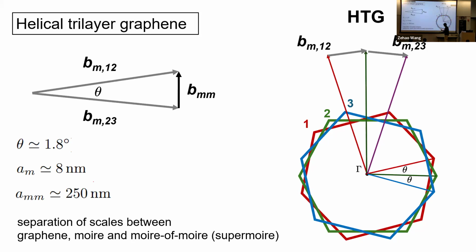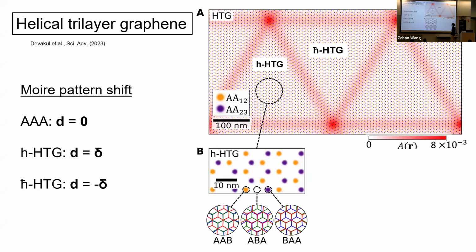So starting from a microscopic lattice scale of a few angstroms, you realize a moiré scale of 10 nanometers as before, but really the true periodicity is on the super moiré scale, which is now hundreds of nanometers. So we get a strange separation of scales between the graphene, the moiré, and the super moiré. And you can imagine that because these scales are so big, relaxation is now super important, right? And indeed, that's what people find.